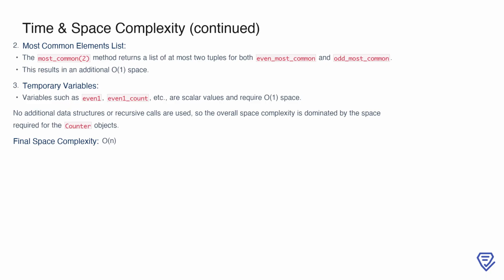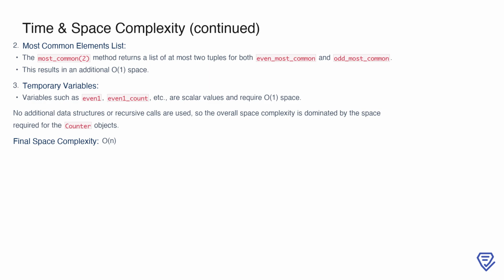In addition to the frequency counters, we also consider the space required for other components of the solution. The most_common(2) method returns a list containing at most 2 tuples for both even and odd subarrays, which adds a constant O(1) space. We also have temporary variables such as even1_count, and others, which are scalars and require O(1) space as well. Importantly, the solution doesn't rely on any additional data structures or recursive calls, meaning there are no hidden space costs. Overall, the space complexity is dominated by the storage needed for the Counter objects, resulting in a total space complexity of O(n).